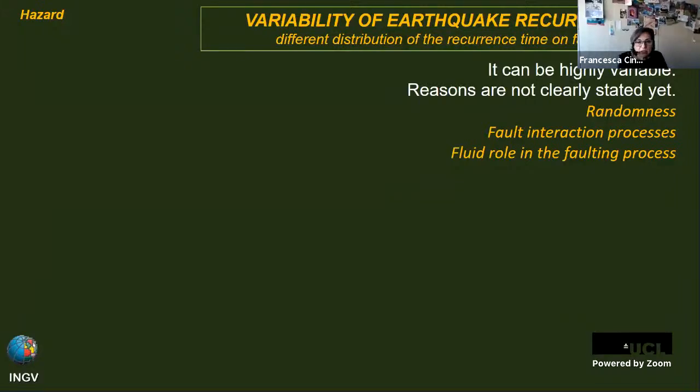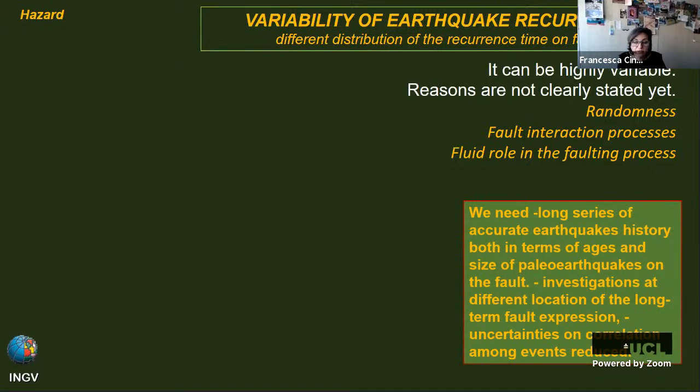So variability of earthquake recurrence, that means different distribution of the recurrence time on faults. We know that it can be very highly variable. There are many examples that identify this variability. The reasons are not very clearly stated yet, but we need a long series of accurate earthquake history, both in terms of ages and size of paleo earthquakes on the fault. We need investigation at different locations of the fault, and we need to reduce uncertainties on correlation among events.